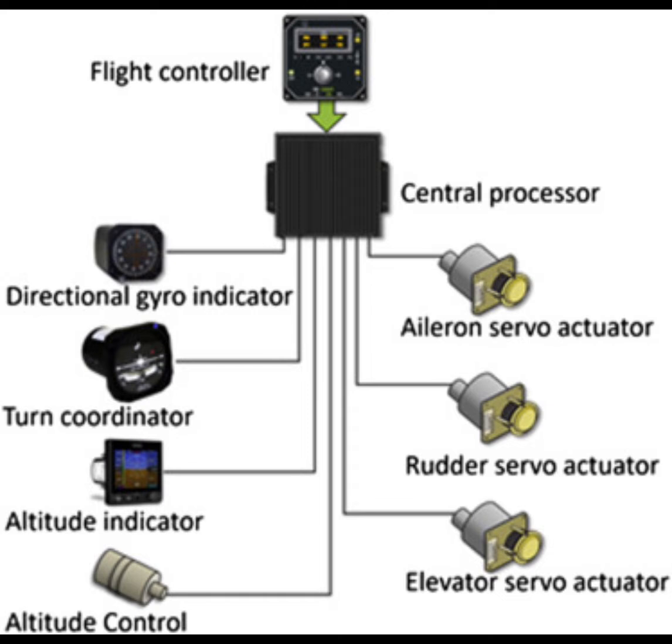What are the output elements of an autopilot system? Servos. What are 3 types of servos used in autopilot systems? Hydraulic, pneumatic, electric.